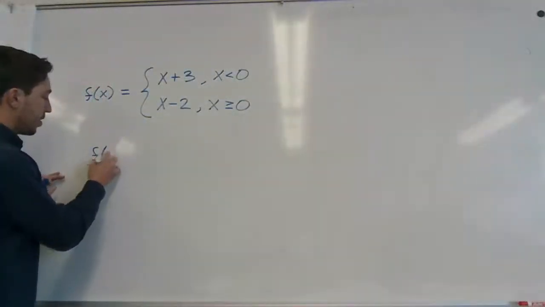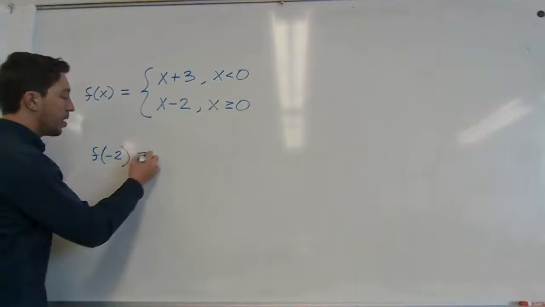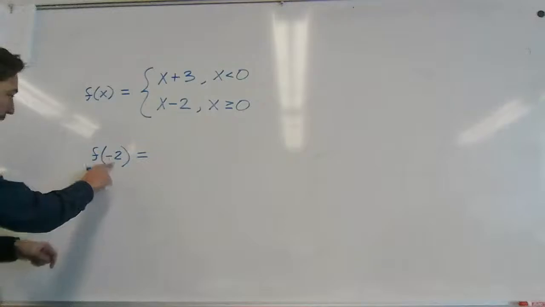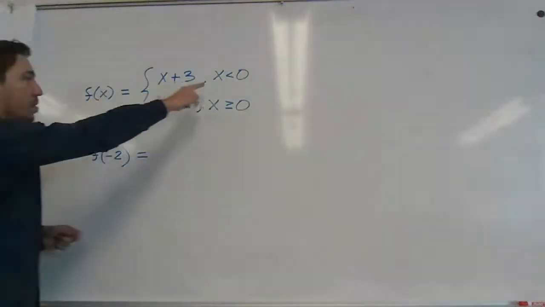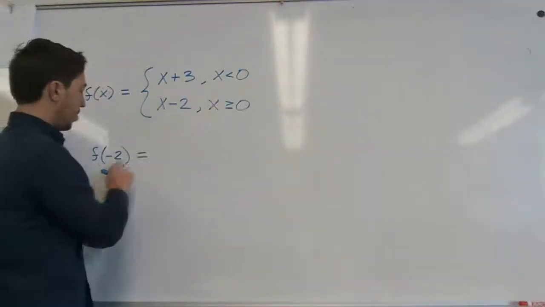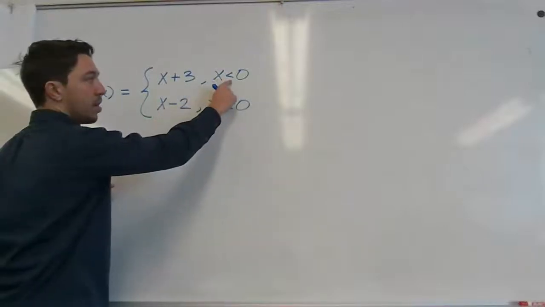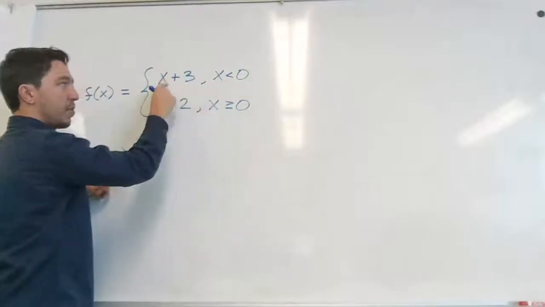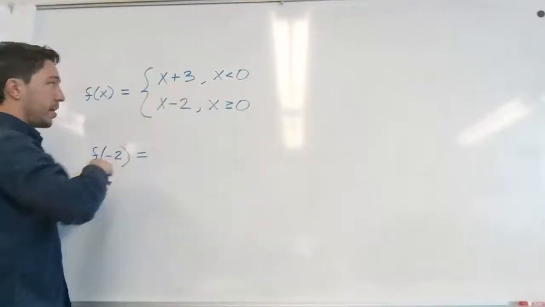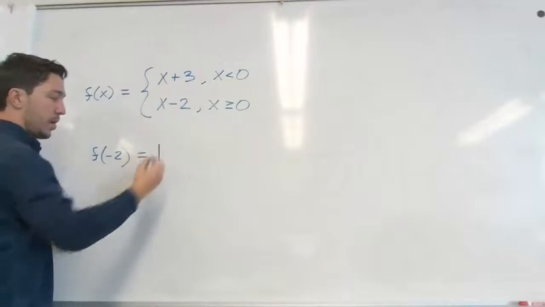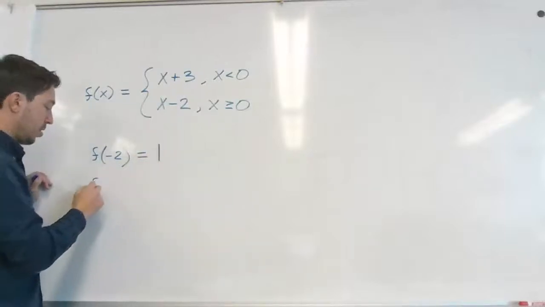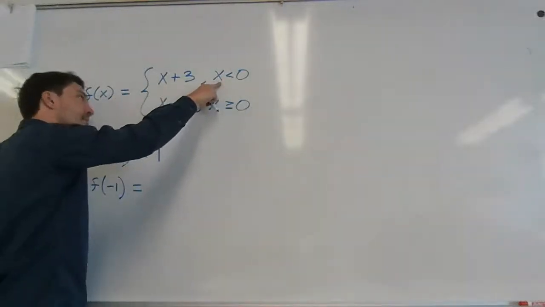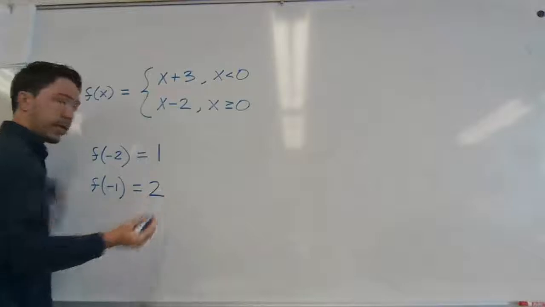f of -2. So at the most fundamental level, all you do is look at these conditions. Is my X value less than 0 or is it greater than or equal to 0? It's less than 0, so I follow this rule. What's the value? 1. Great. How about f of -1? Same process. Is -1 less than 0? Yes. I get 2.